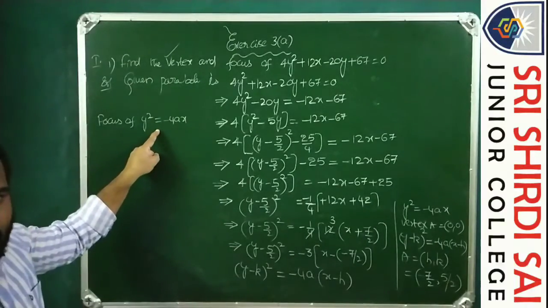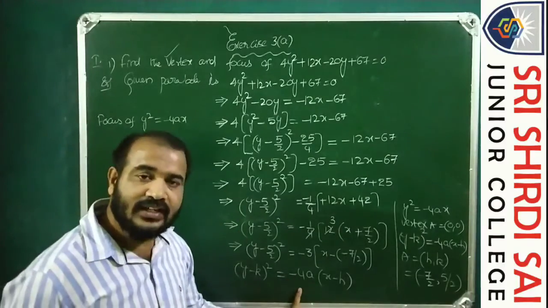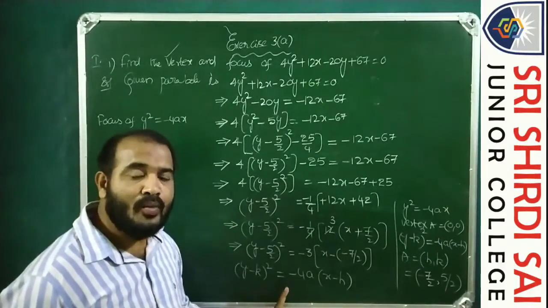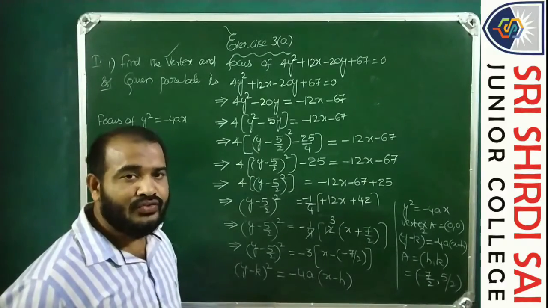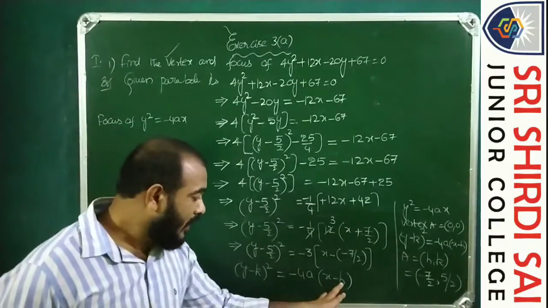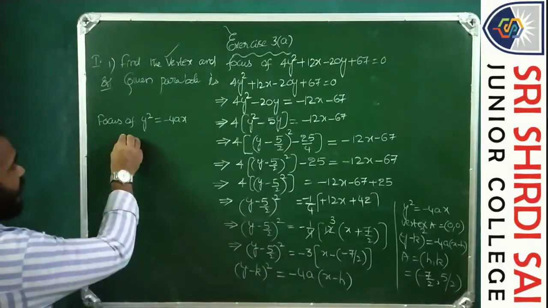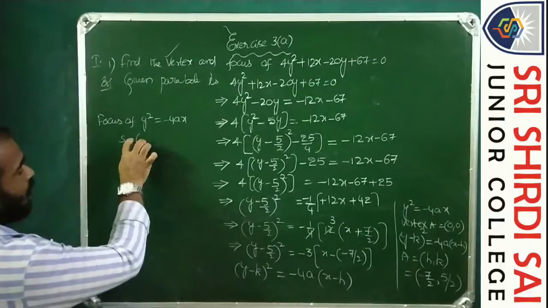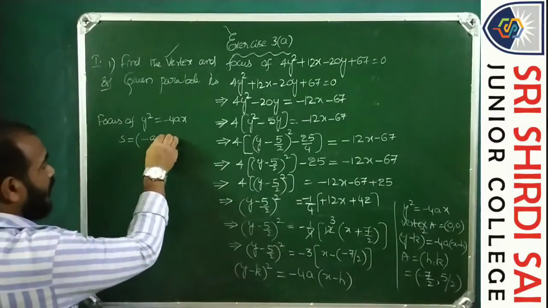Its vertex is at the origin, and its vertex is at h comma k. Here the transformation of axis has happened. Therefore, the origin (0, 0) has been shifted to (h, k). And now for this, what is the focus? S is equal to how much? Minus a comma 0.